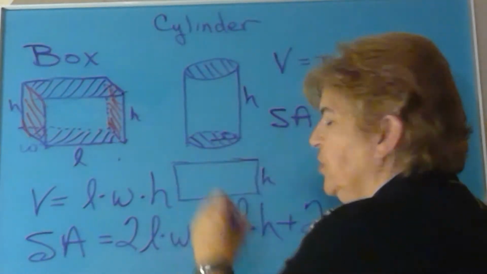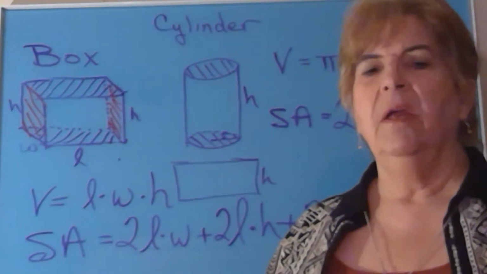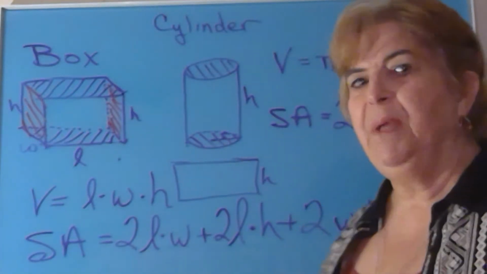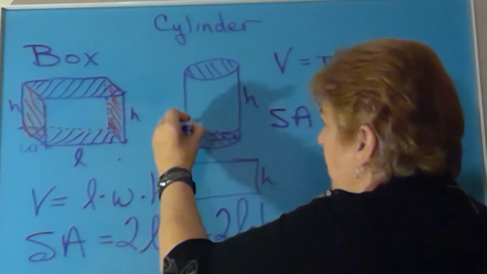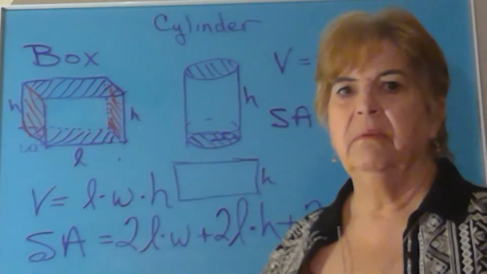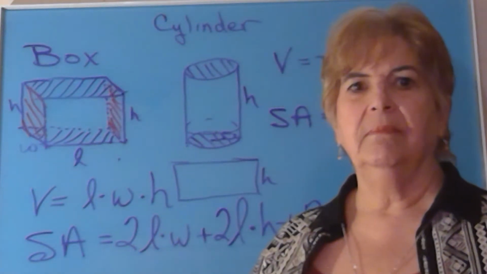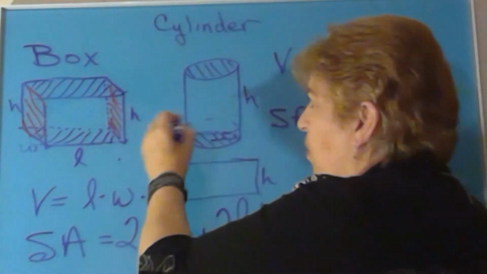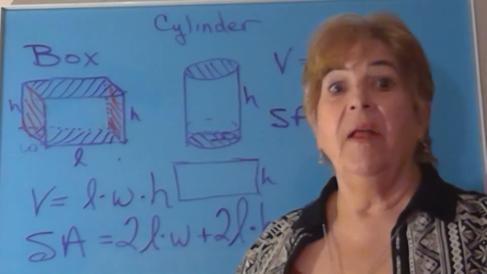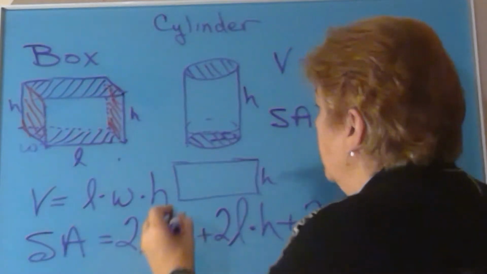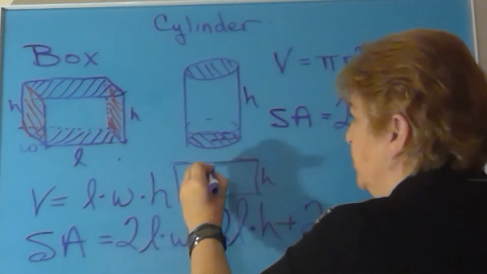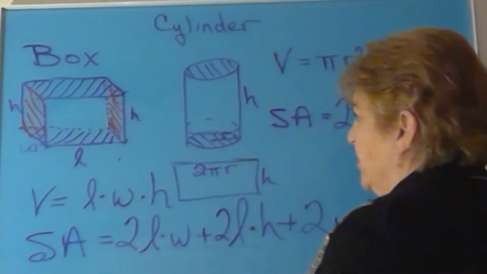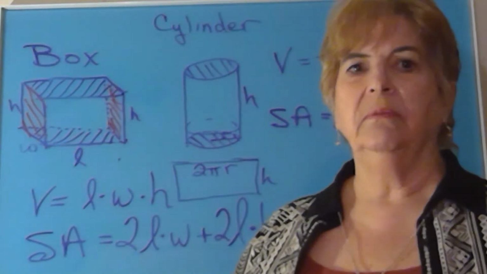Well, what's this measurement? Think of the label of the soup can that went all the way around the can. What do we call it if we go all the way around a circle? That's the circumference. So this has a measurement of 2 pi r. That's the circumference of a circle.